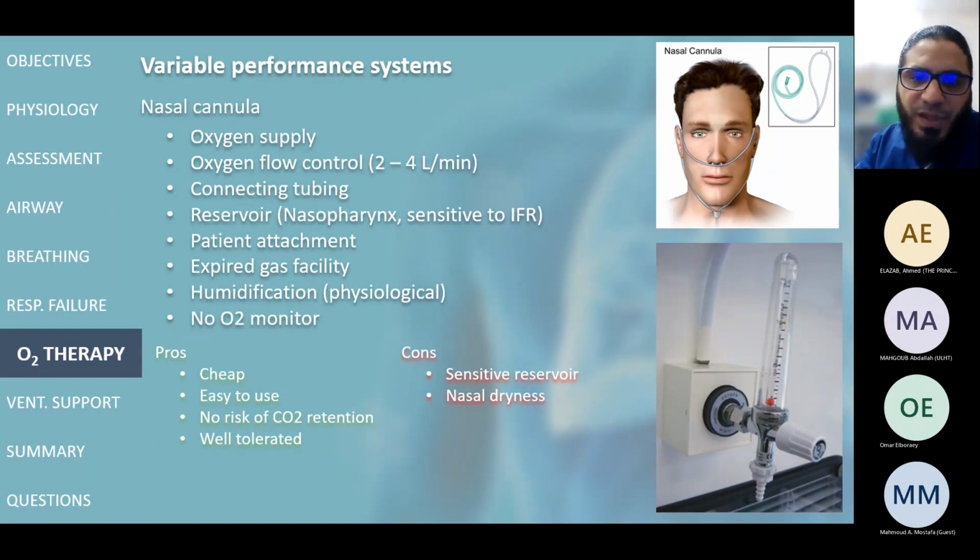But it has an oxygen reservoir which is very sensitive to the patient flow rate, and the patient can easily wash out the whole oxygen that you are giving to him, and it can cause nasal dryness, especially if you try to use high flow rates with it.